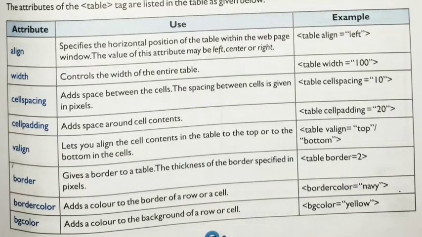You will learn all the attributes of the table tag. The align attribute is used to define the alignment of the table. Values are left, right, and center. The width attribute is used for defining the width of the table. The cell spacing attribute is used for defining the space between two cells in pixels.